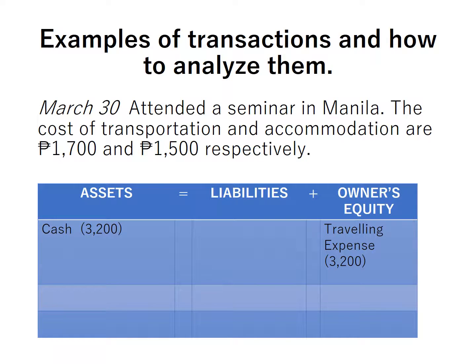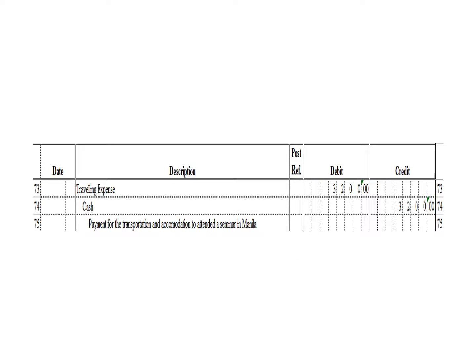March 30, Mr. Pamintuan attended a seminar in Manila. The cost of transportation and accommodation are 1,700 pesos and 1,500 pesos respectively. Cash decreased, 3,200. Traveling expense increased by 3,200. To record the transaction, we debit traveling expense, 3,200. We credit cash, 3,200. The description, payment for the transportation and accommodation to attend a seminar in Manila.